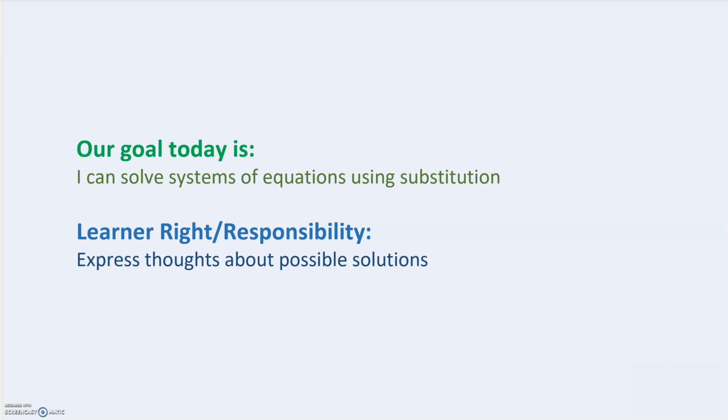So our goal today is that I can solve systems of equations using substitution. There are 3 different ways that we can solve systems of equations. Last time we talked about how to solve using graphing, and today we're going to talk about solving using substitution. The other way is called elimination, and you'll do that when you hit Algebra 1. Our learner responsibility for today is to express thoughts about possible solutions.